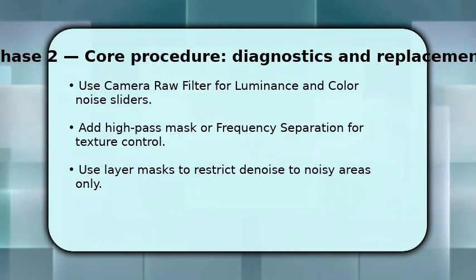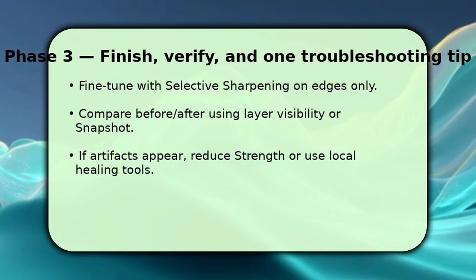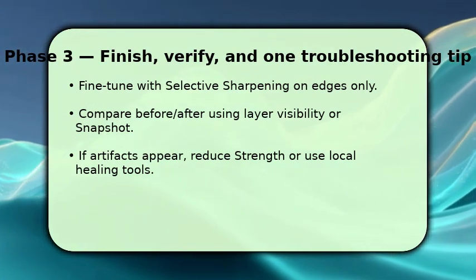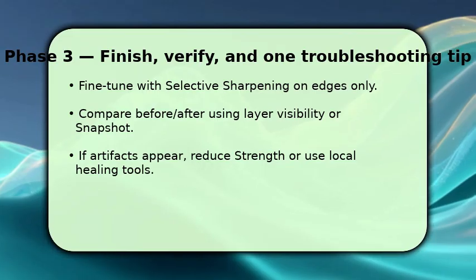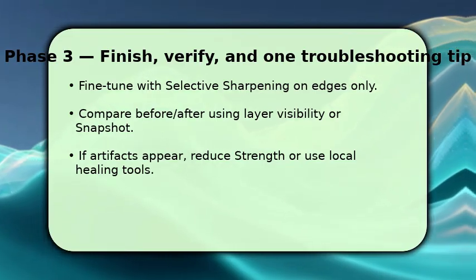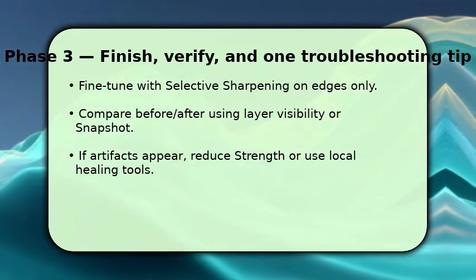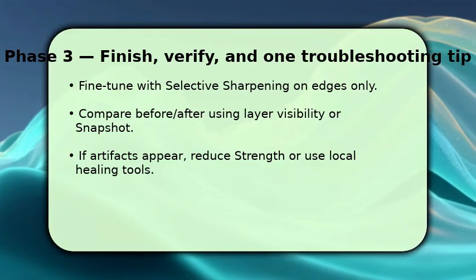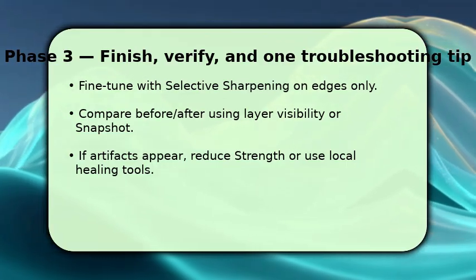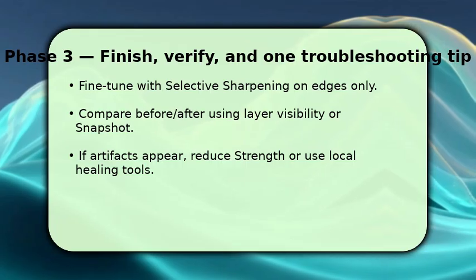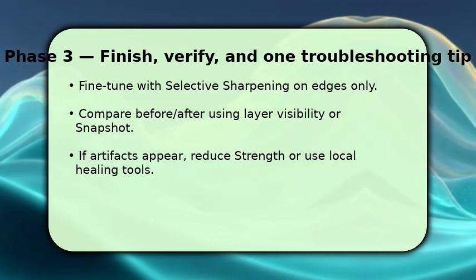You finish by refining. Apply selective sharpening via Smart Sharpen set to remove lens blur and limit sharpening to edges using a luminosity mask. Compare before and after by toggling the dupe layer. This confirms you didn't oversmooth. Once done, flatten a copy for export and use Export As with appropriate quality.